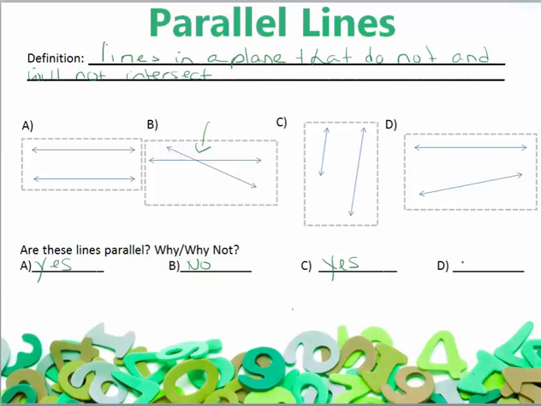Now looking at D, this answer is a no, because these lines do not intersect, yes, but they're not equal distance apart. They get closer and closer as we move farther to the right. But as we extend these lines out into the future, forever, they will eventually intersect.